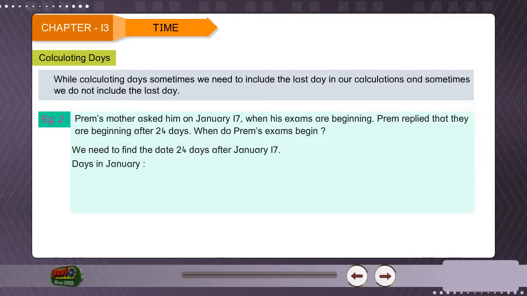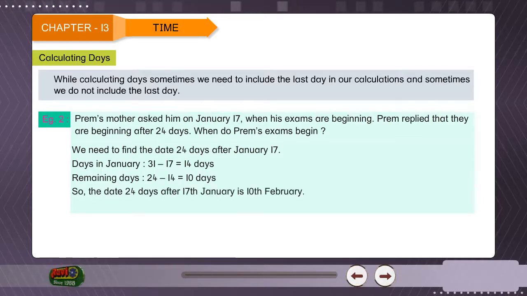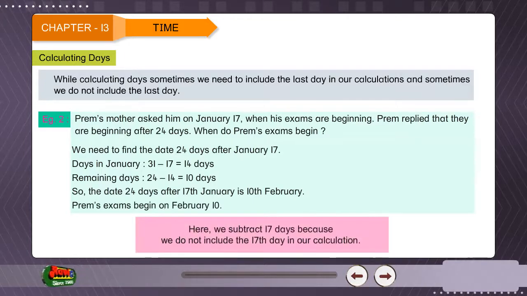Days in January, 31 minus 17 is equal to 14 days. Remaining days, 24 minus 14 is equal to 10 days. So, the date 24 days after 17th January is 10th February. Prem's exams begin on February 10th. Here, we subtract 17 days because we do not include the 17th day in our calculation.